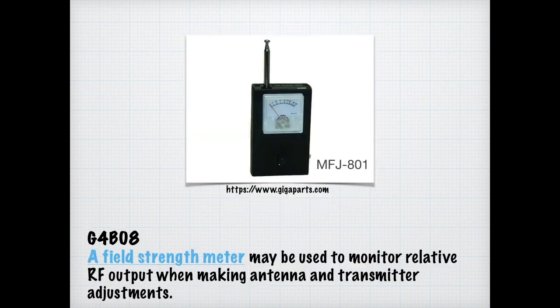A field strength meter is a useful device that's commonly found. You can buy them anywhere online. For the exam, you need to know that a field strength meter may be used to monitor relative RF output when making antenna and transmitter adjustments. They're also useful in doing your antenna analysis.